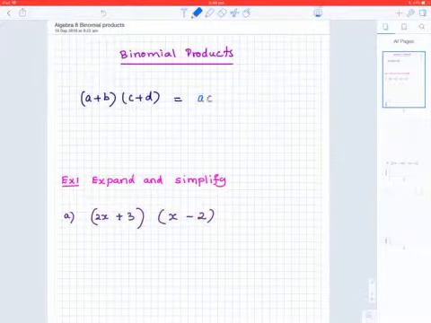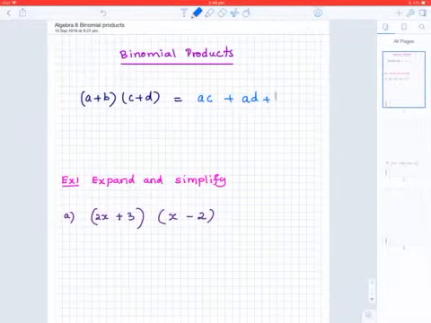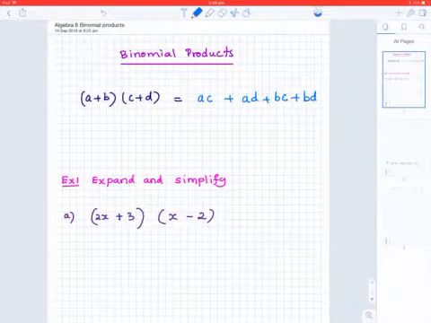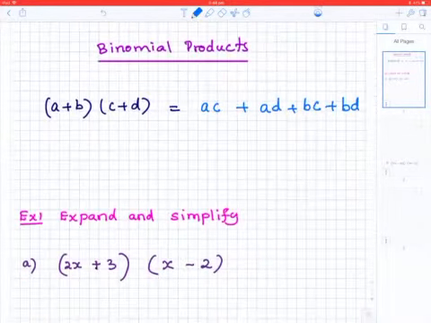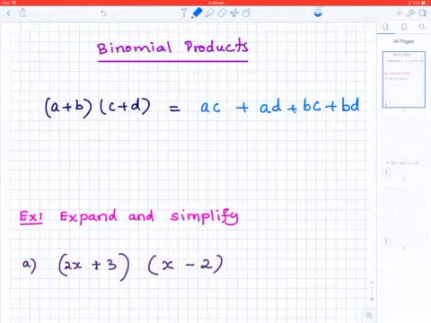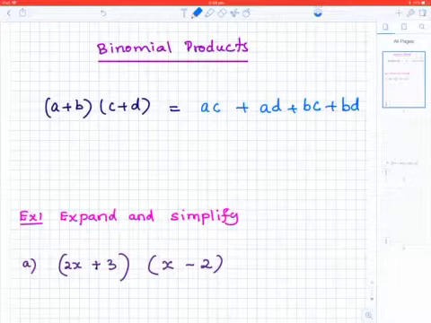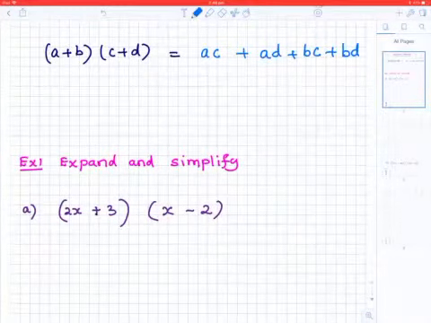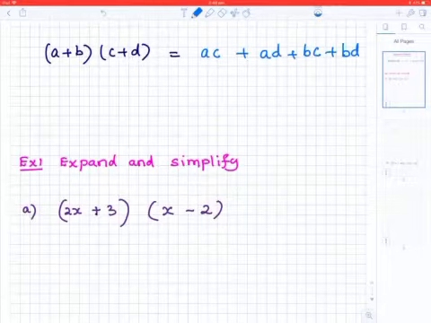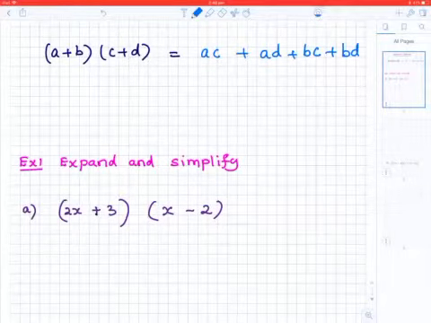Okay, if I want to use the formula, a plus b times c plus d is nothing but AC plus AD plus BC plus BD. See, A multiplied by C, AC, and then A times D, which is AD, then B times C, and then B times D. Okay, so this is one method. You don't need to follow this, but this is one of the methods.